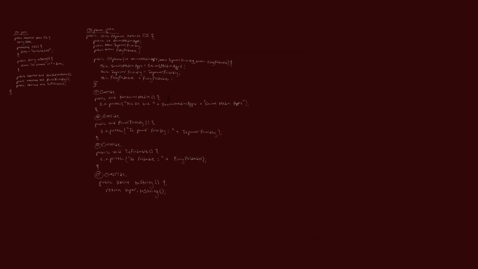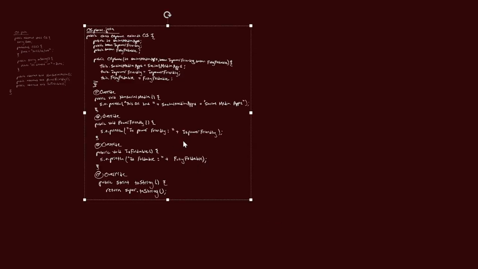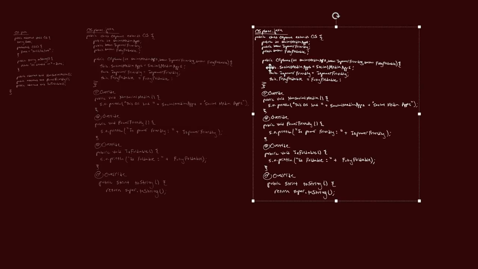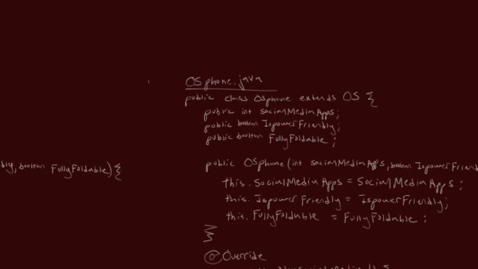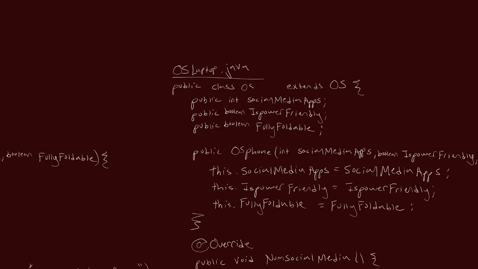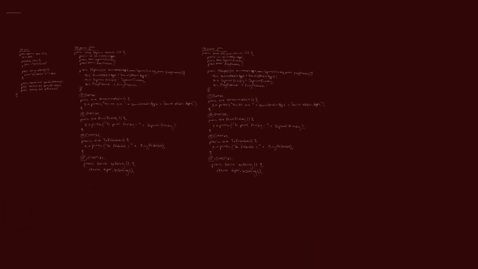Next one I'm going to do is an OS laptop one, and it's literally going to be the same thing because remember all the methods have to be the same. So pretty much it's going to look identical. So I'll just paste this. There we go. And instead of OS phone, I just replace this with OS laptop. Public class OS laptop extends OS, and then here public OS laptop. Okay, everything so far looks pretty done.